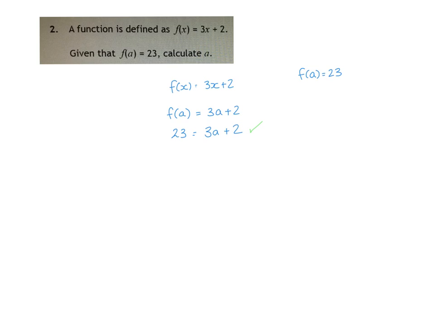So from there we just need to solve. We subtract 2 from both sides and we get 21 is equal to 3a. We divide by 3 on both sides and we get that 7 is equal to a. A is equal to 7. That's our answer. That's us done.